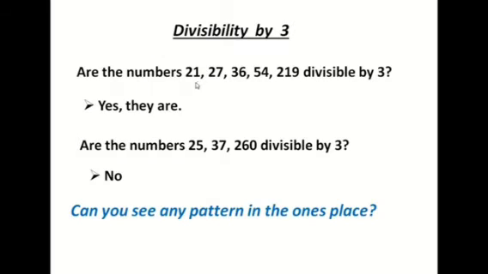Like the same way, can you find out any kind of pattern looking at the ones place? If you compare the numbers like 21, 27, 36, 54, 219 with 25, 37 and 260, here 27 and 37 both have 7 in the ones place or units place, but 27 is divisible by 3 and 37 is not divisible by 3. So looking at the ones digit, we cannot conclude whether it is divisible by 3 or not. So we have to think in some other way.